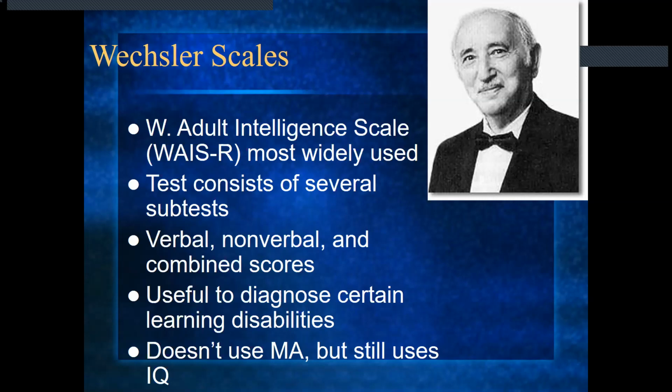Both Binet and Wechsler believed that intelligence was very complex, and you can't describe it with just a number. But many believe the Wechsler scale does a much better job of delineating where the strengths and weaknesses of a given individual are. And Binet's purpose with the intelligence quotient, his original IQ test, was to help place kids, which kids needed extra help, et cetera. And the Wechsler scale is useful to diagnose certain learning disabilities as well. It doesn't use mental age but still comes up with an idea of an IQ.